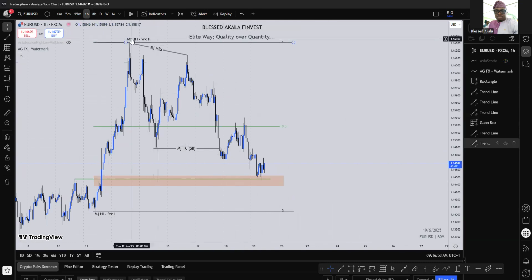Yesterday we did analyze how we moved to the right side of the market, and we've gotten a shift and a structure break, and the trend has changed to the right side of the market. So what we're going to do is move with the right side of the market and try to see what we can capitalize on.